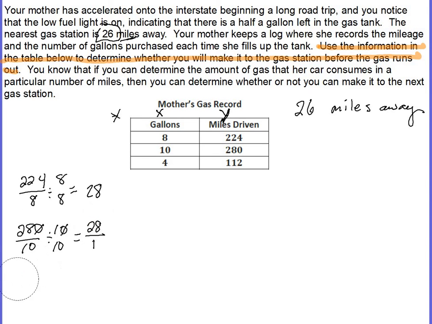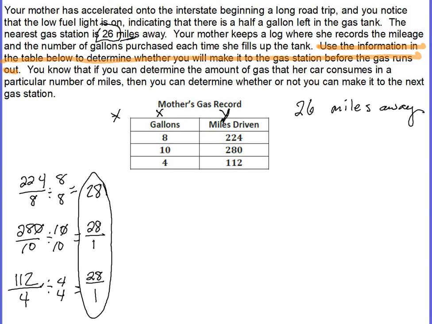So far, so good. And then my next one is 112 miles per 4 gallons. Going to divide by 4. 4 goes into 11 2 times. 11 minus 8 is 3. 4 goes into 32 8 times. So I again get that 28 miles per gallon.